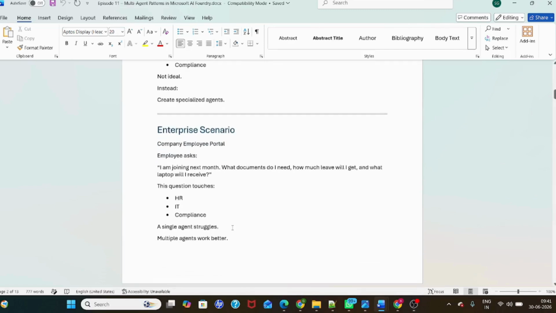Take an enterprise scenario in the company portal. Suppose I am joining next month. What documents do I need? How much leave will I get? There are so many questions in my mind, and that cannot be answered by a single agent. It includes multiple agents, and this question touches HR, IT, and compliance. A single agent struggles. Companies manage things department-wise.